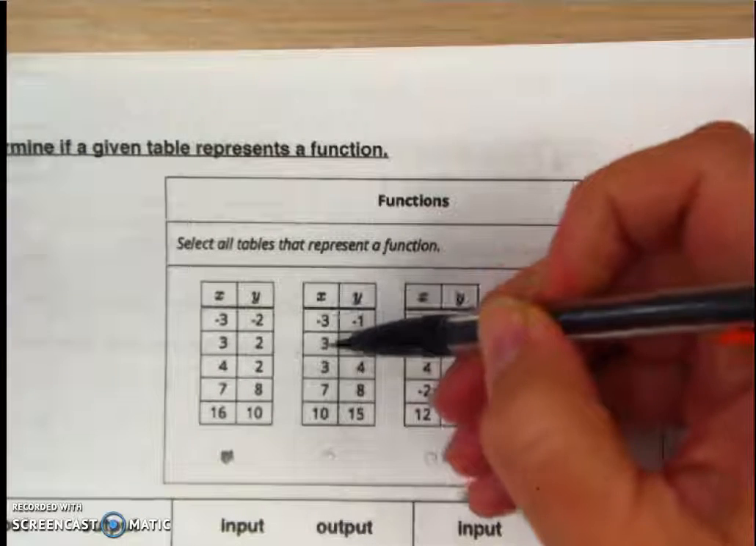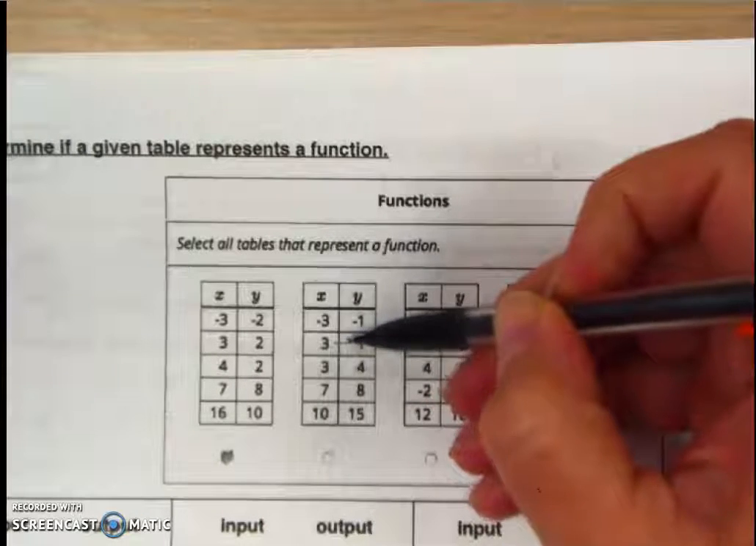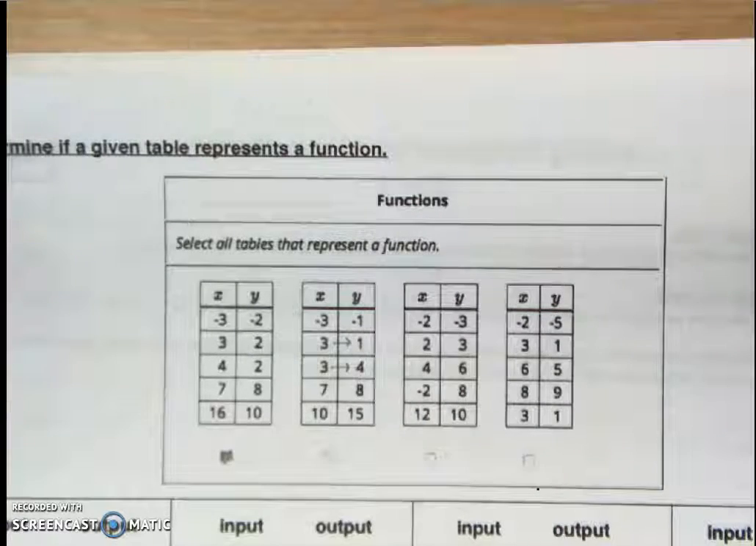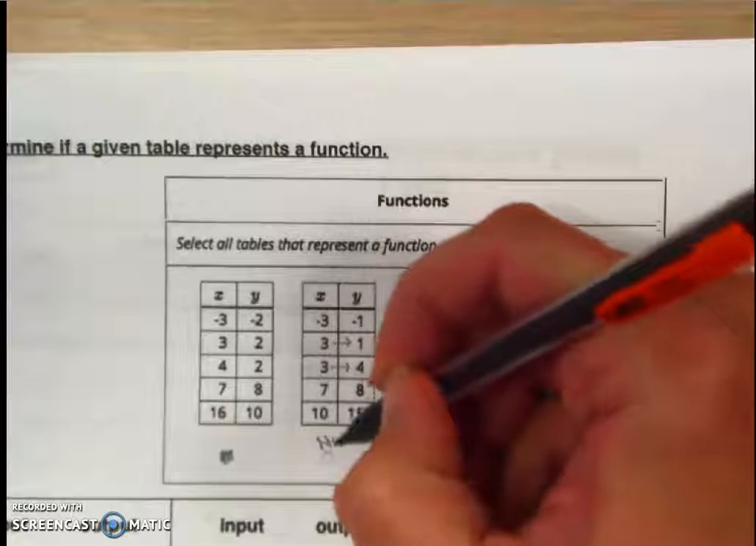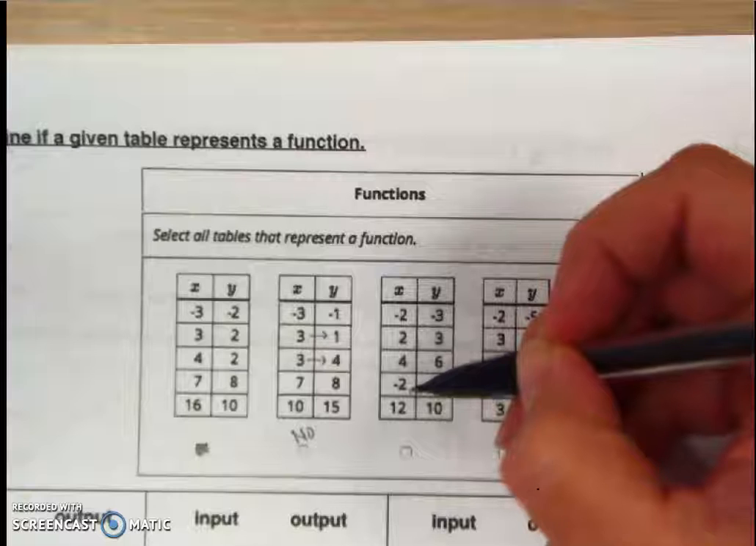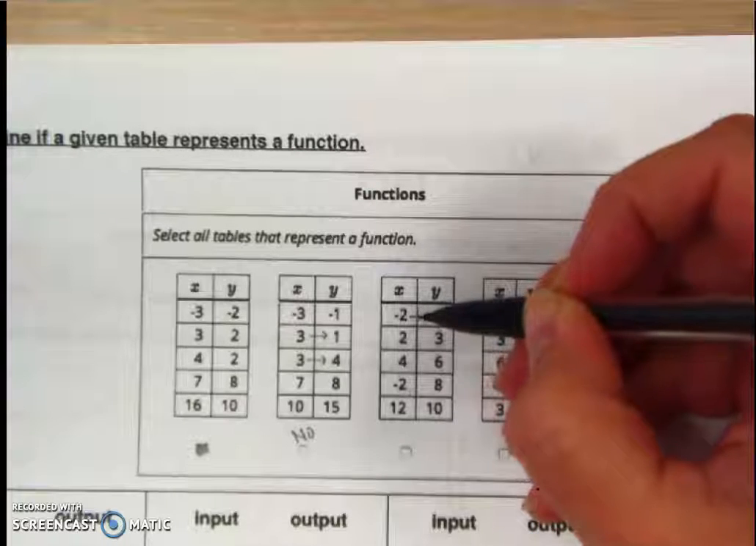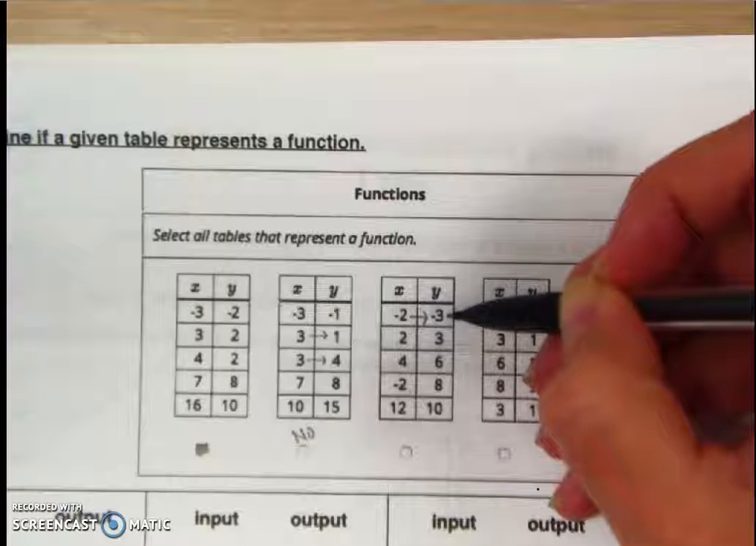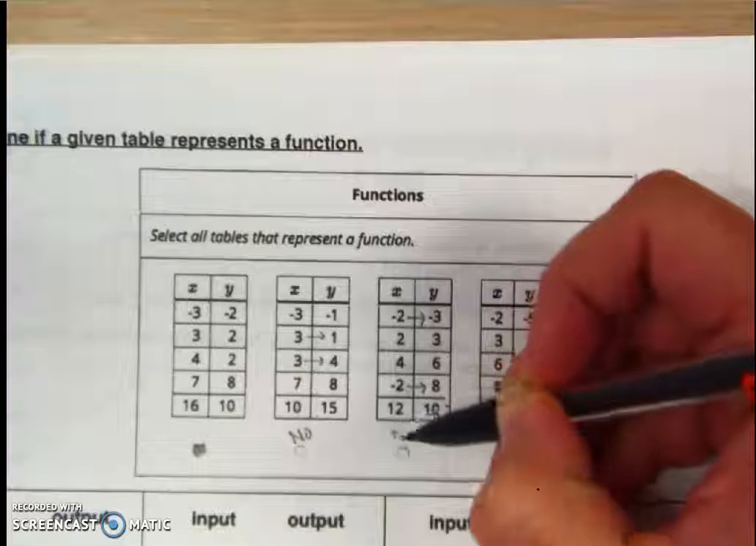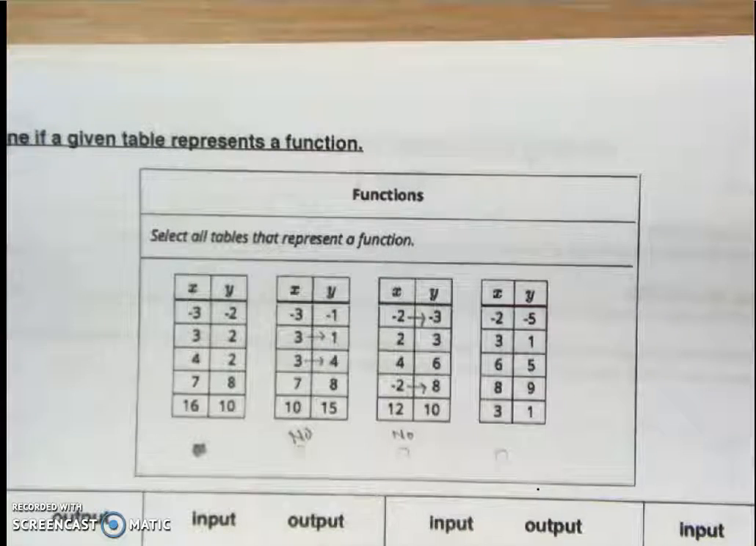What about this one? Ooh, I see a couple repeaters. So let's see, 3 outputs 1, then 3 outputs 4. No, that's a no-go. No. All right, what about this one? Negative 2 and 2, those are different numbers. Oh, here's another negative 2 though. So I see a repeater in the X's. So let's look at their outputs. Negative 2 here is outputting negative 3. Here, negative 2 outputs 8, so that's a no, because they're outputting different values.